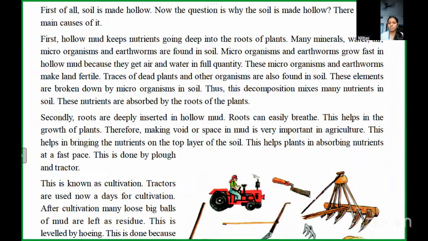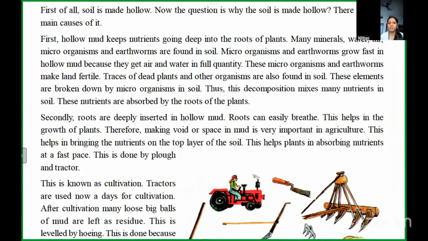Beneath the soil is also a whole ecosystem, like a forest. Those organisms beneath the soil need water and air. Nutrients also need to go down, and water also needs to reach the plants. That is why holes are made. These microorganisms also make the land more fertile, because they help in decomposition.